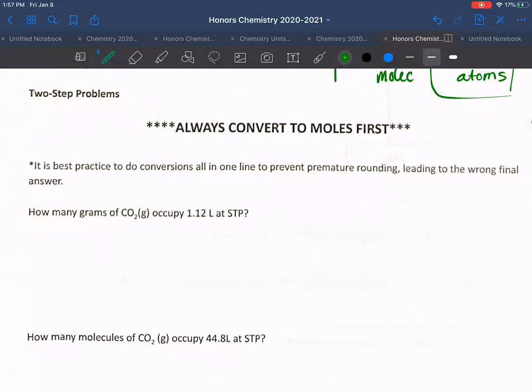So we'll start with this problem here. So this is where the A to B to C, I think, comes in handy. We know that our B is going to be our moles. What's our A in this problem? Liters. We start with 1.12 liters and ask how many grams. So that's what we're solving for. And so looking at the relationship, what do we use to convert between liters and moles? We use our 22.4. What do we use to convert between moles and grams?